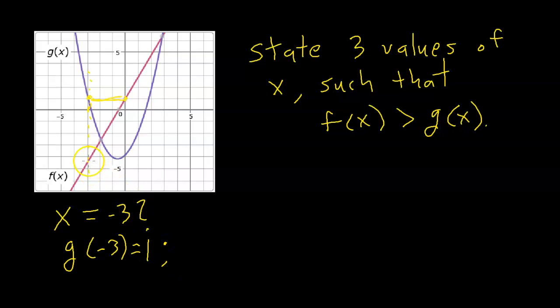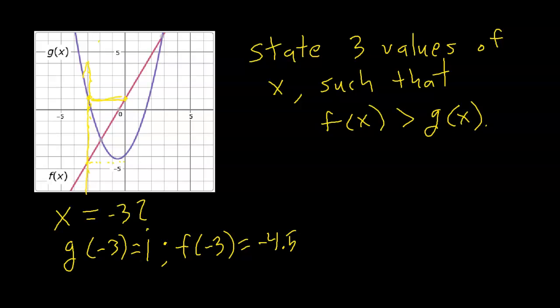And what about for f of x? It looks like f of -3 is something like -4.5, but it's definitely a negative value, like at this value right here, x equals -3. At this value of x, the output of the function g is definitely bigger than the output of the function f. So it's definitely not going to be the case at x equals -3.